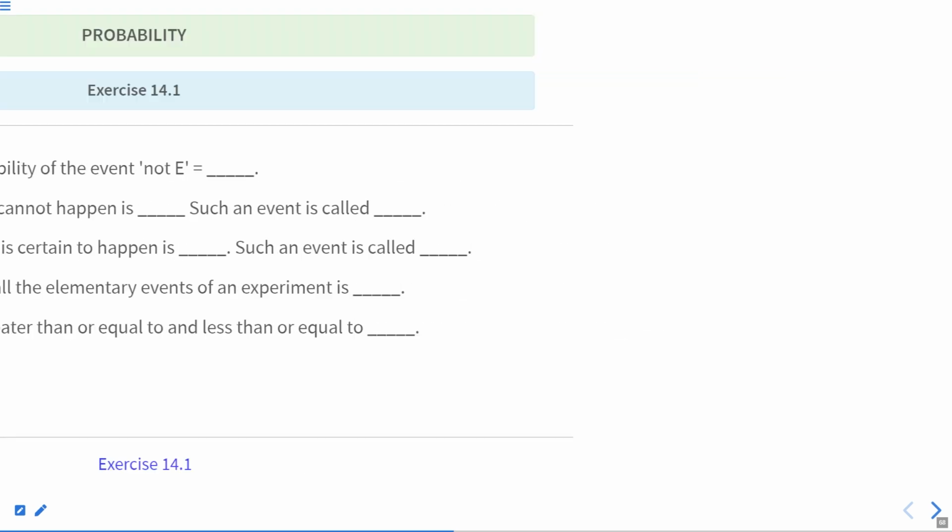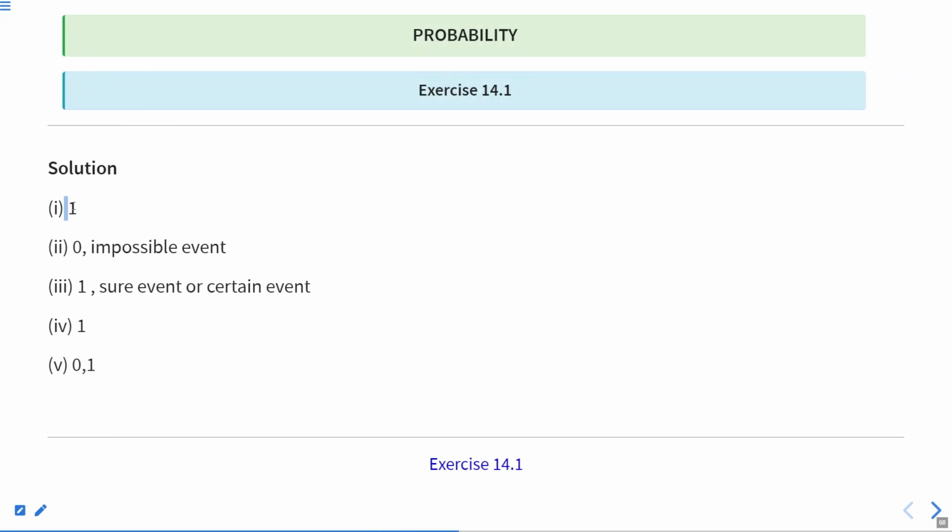Okay, so for the first one the answer is 1, and for the second one the answers are 0 and impossible event. In the third one the answers are 1 and sure event or certain event. For the fourth one the answer is 1, and for the fifth one the answers are 0 and 1. Okay students, so now let us move to the next problem.